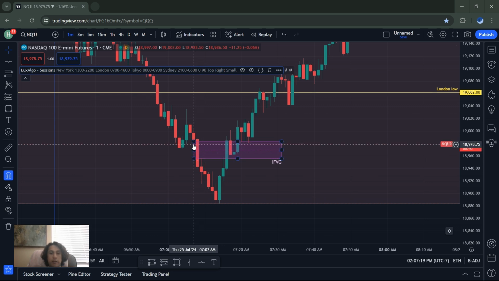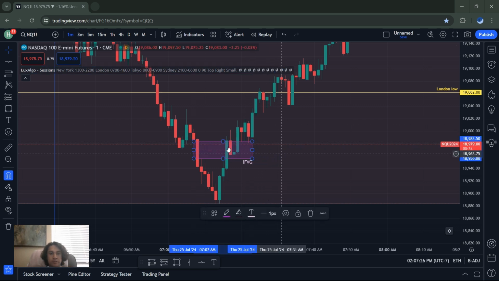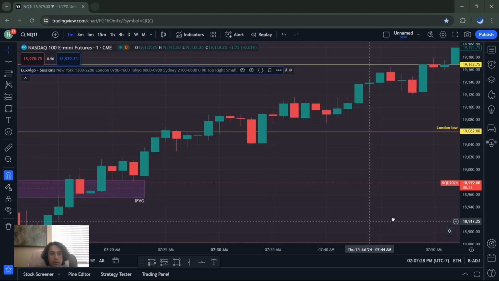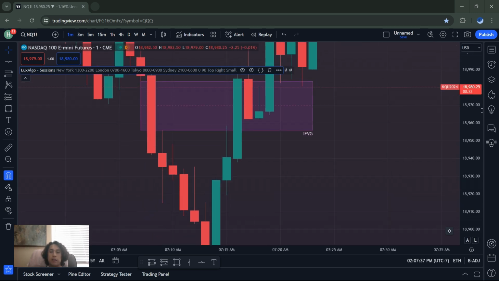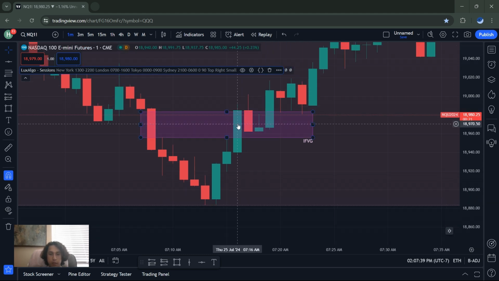If you don't know what a fair value gap is, they're super simple. You can search it up on YouTube. Okay. What happens is the candle closes above it, invalidating this fair value gap and turning it into an inverse. And right away, what do we see? A retracement back into the zone.